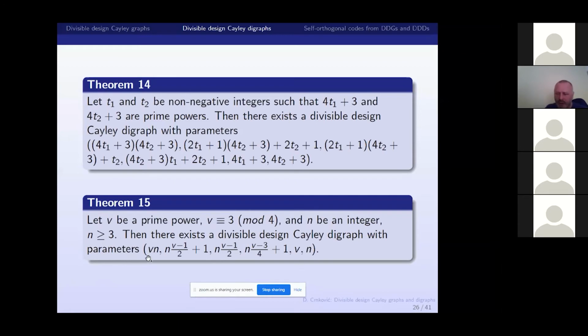So again, we use this Cayley design, and from that Cayley design we can build another divisible design. So Cayley designs are very fruitful for construction of divisible design digraphs. Of course, this fact that the adjacency matrix of a Cayley design is Q is crucial here.